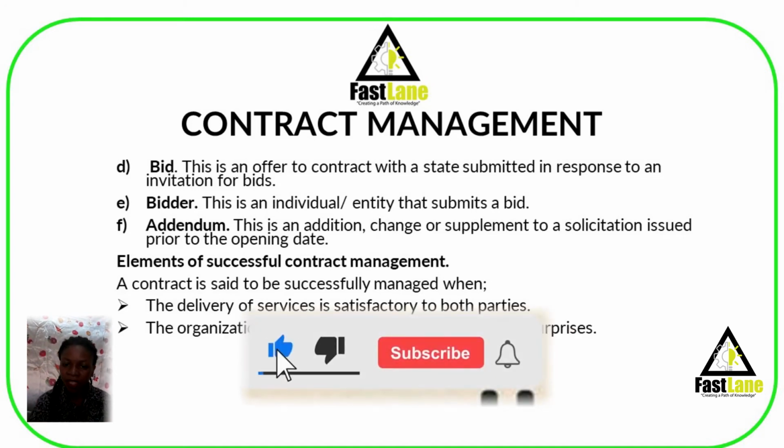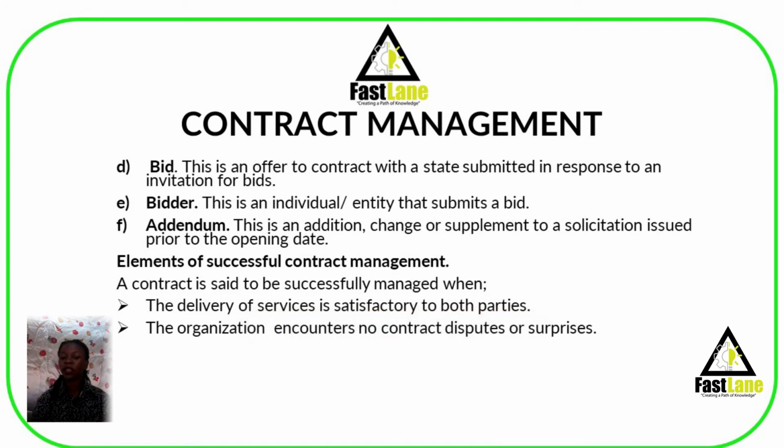Then we have another element, the organization. If the organization encounters no contract disputes or surprises, then the contract management is considered to be successful, which means the contract is successfully being executed. Therefore, the organization has no disputes or surprises, or nothing has changed according to what was in the contract.